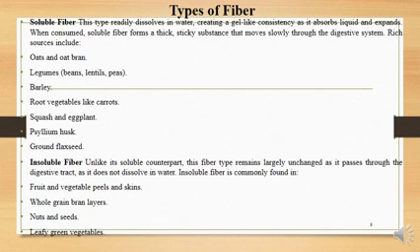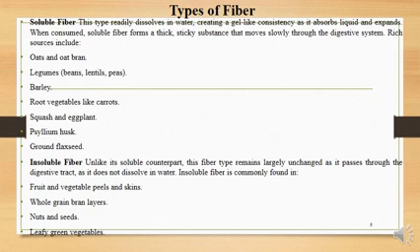Sources include oats and oat bran, legumes such as beans, lentils and peas. We have barley, root vegetables like carrots, squash and eggplant, psyllium husk, ground flaxseed. These are examples of soluble fiber.